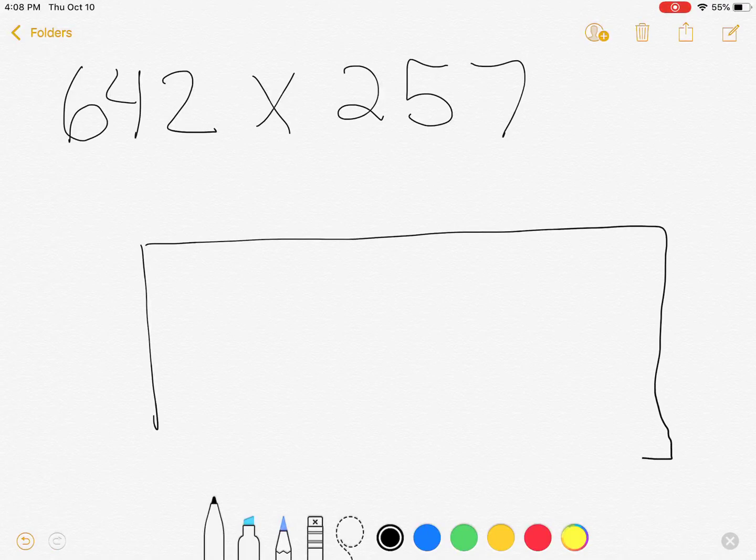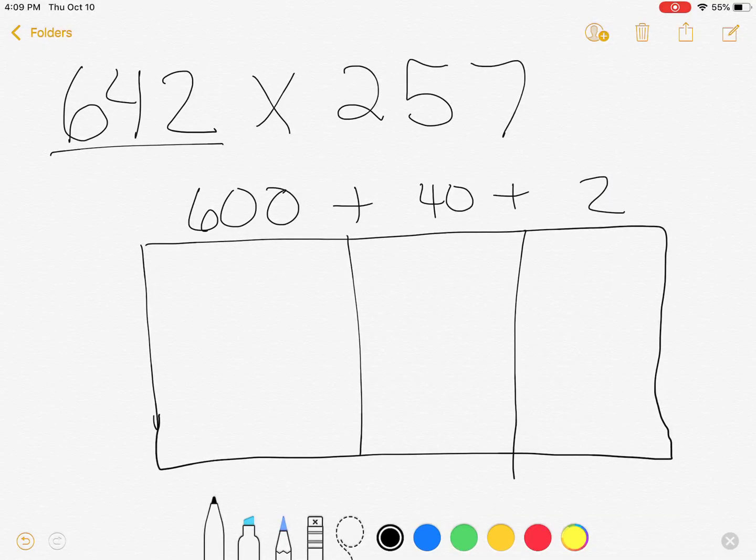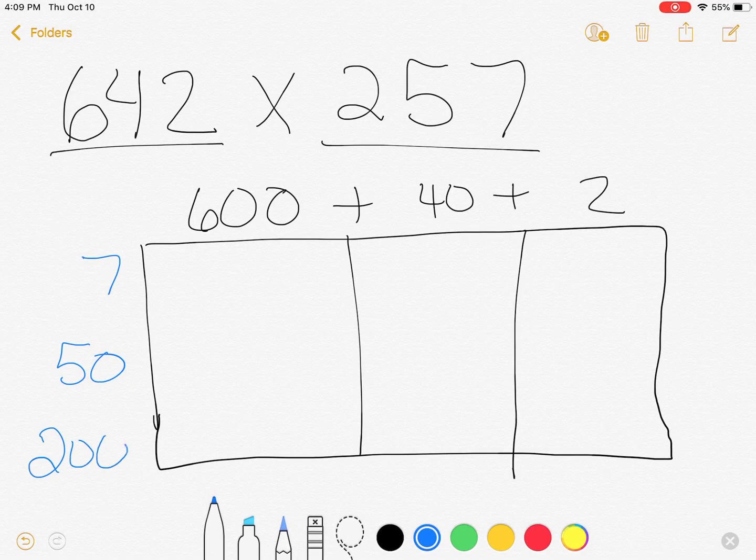Which factor goes on top of the area model? 642, the first one. So how are we going to break that apart? 600 plus 40 plus 2. Nice. And then the second factor goes on the side: 200 plus 50 plus 7.